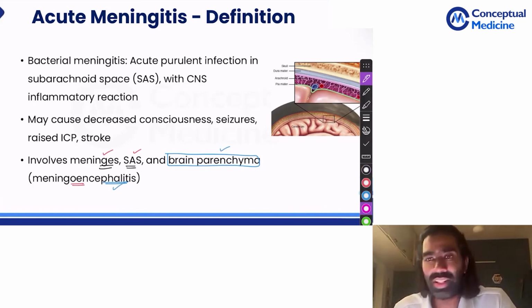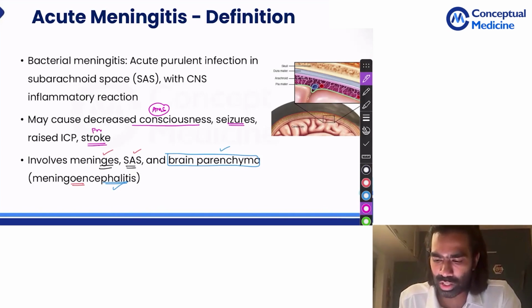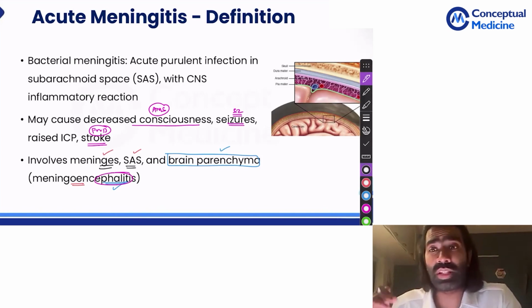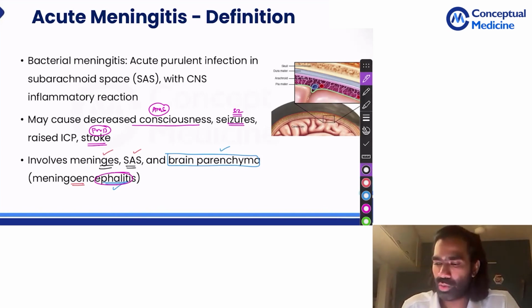And what are the evidences that the brain parenchyma is involved? Three important evidences. One is altered mental status. Second is seizures. And third one is going to be focal neurological deficits. So these are the three important evidences of encephalitis, which means that the brain parenchyma itself is involved. Okay. In that, what do you mean by bacterial meningitis?